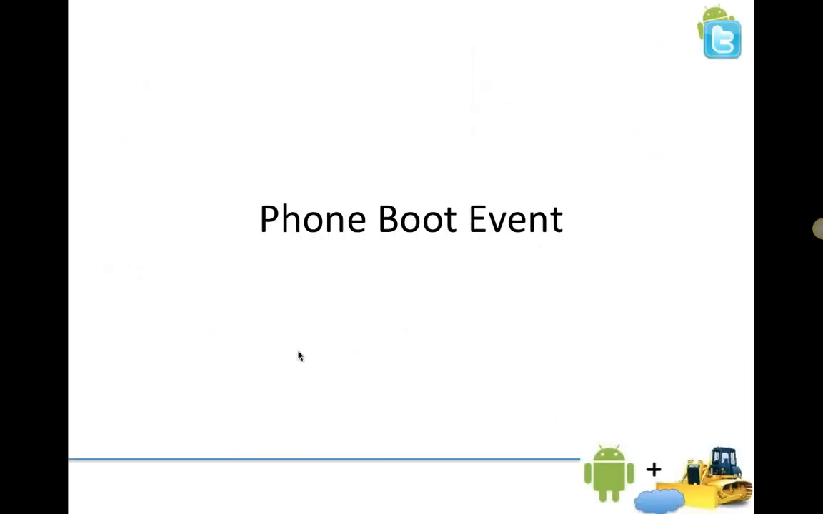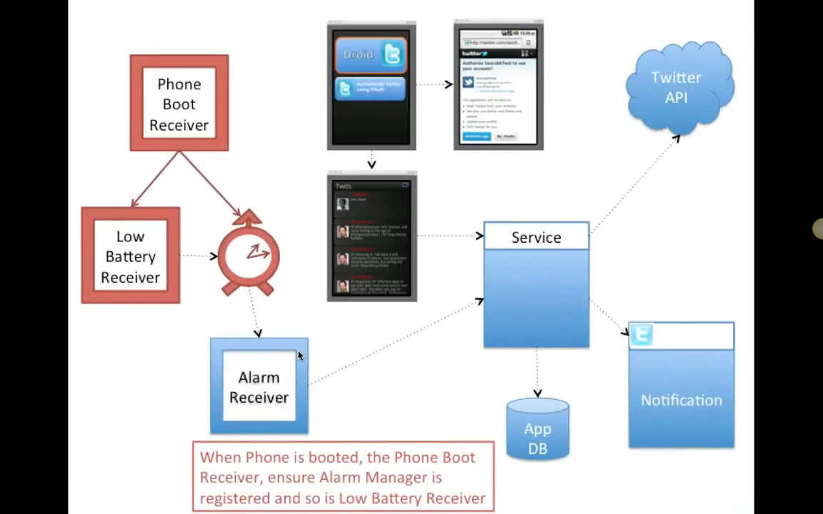Now, the next thing we need to talk about is a situation where my phone, after I installed my application, went down. It got drained and I charged it again, so my phone rebooted. Here I'm not going to launch the application again to start my alarm manager. I want that 10 minute loop, telling my service to fetch new tweets, to happen automatically in the background. So what happens in that case is I have already registered a broadcast receiver with Android, which listens for phone boot events. So whenever the phone boots, it's going to call the broadcast receiver of my application.